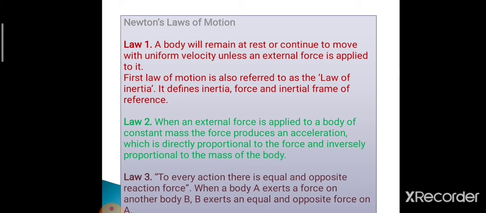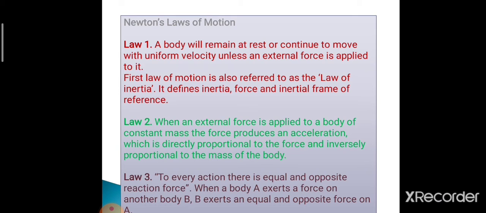According to the second law, the rate of change of momentum is directly proportional to the applied force, and it takes place in the direction of the force. That is, when an external force is applied to a body of constant mass, the force produces an acceleration which is directly proportional to this force.